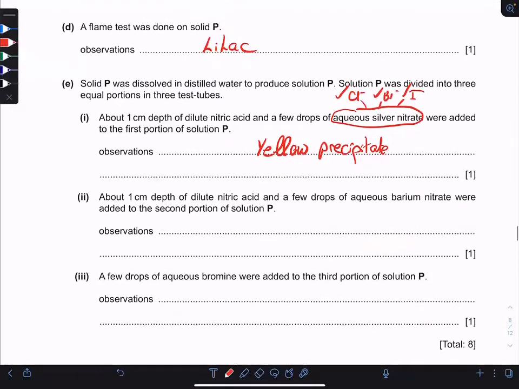Part two, he says that he used barium nitrate solution and a few drops of nitric acid to P. Barium nitrate is the test for sulfate. Okay, take care, no change will occur because there is no sulfate.